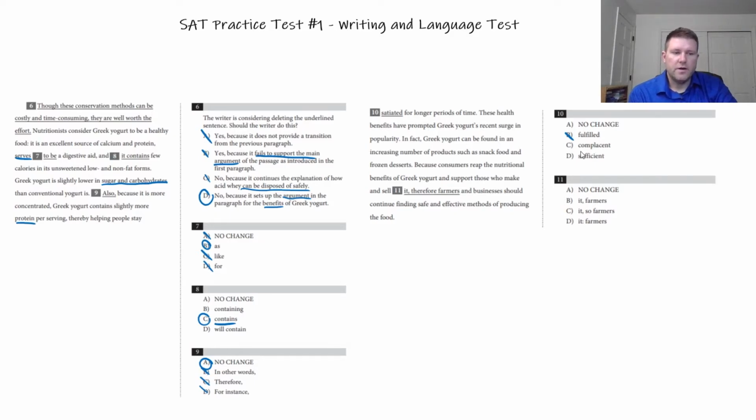Complacent, you might not know what this means either, but complacent just means that you sort of kick back and relax because you're not worried, right? So a lot of times it's used as a sports analogy, like a team, if they're up like 5-0, they'll get complacent and the other team might come back and actually win because the originally winning team was getting sort of lazy or complacent, right? So that's definitely not what it's meaning here. So C is out. And then D, sufficient. Helping people stay sufficient or enough for longer periods of time, that doesn't really make sense.